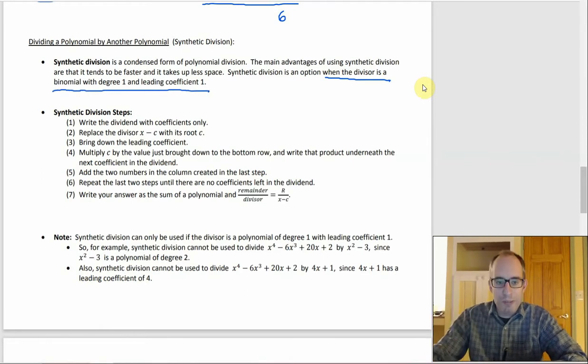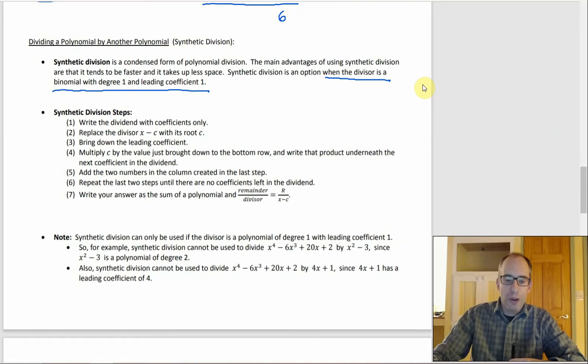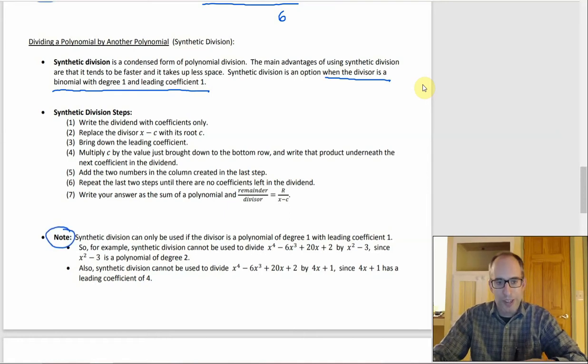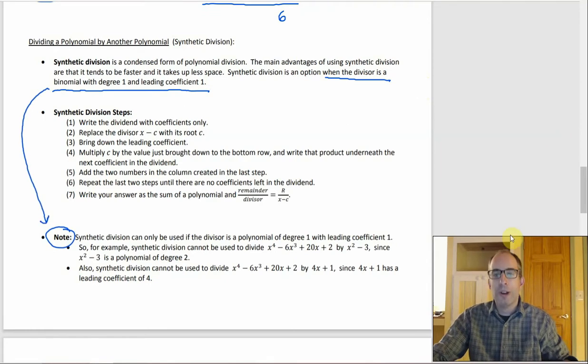And so these are the steps here. This is easier to see with a specific example, which we'll get to in a second, but these are the things that we're going to do. And then this note down here is really just here to emphasize this piece up here, where if you have a divisor that has a degree higher than 1, you can't do it.